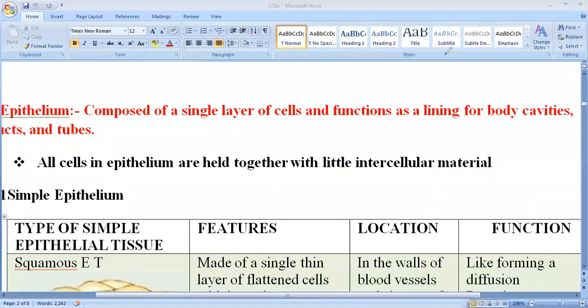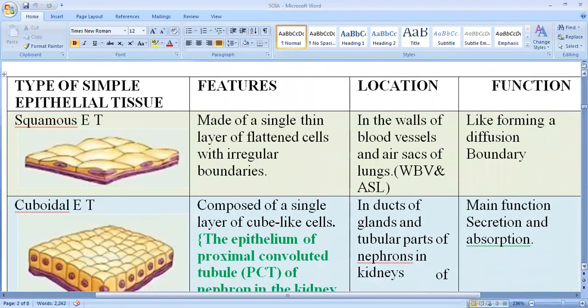Now we are going to discuss the first type of epithelium, which is known as simple epithelium. In this we will discuss the types, their features, location, and function. These four topics we will discuss one by one. First is the squamous epithelium cells.